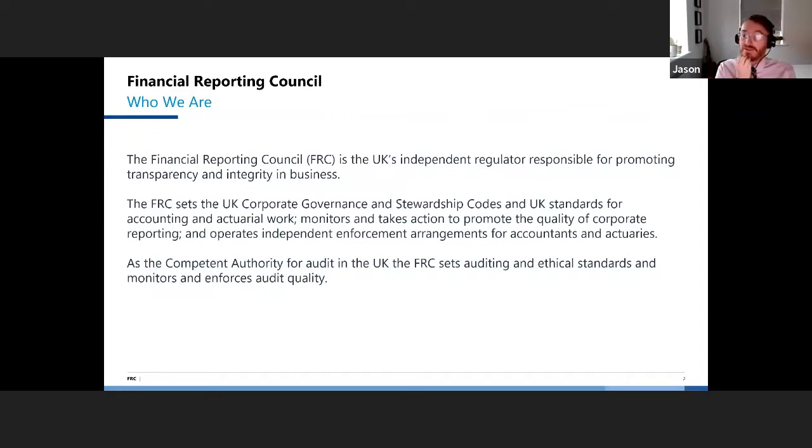The key thing we do in relation to audit really is that we're the competent authority for audit, which from a UK legal sense essentially means we are the ones that have the authority to set the auditing and ethical standards and to do the ongoing monitoring in respect of that.